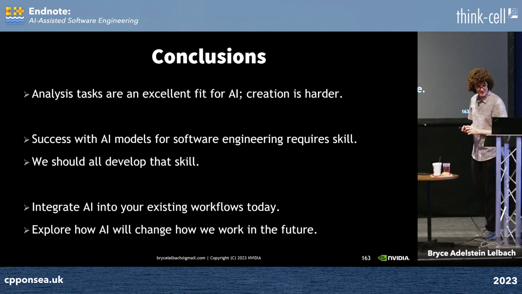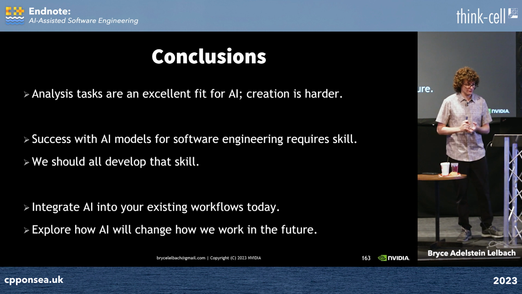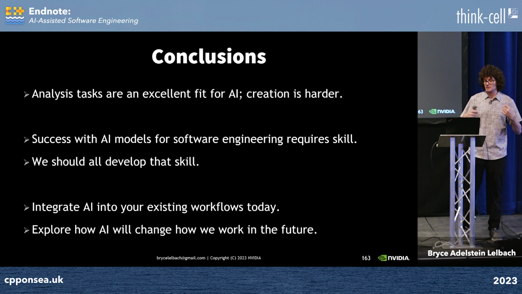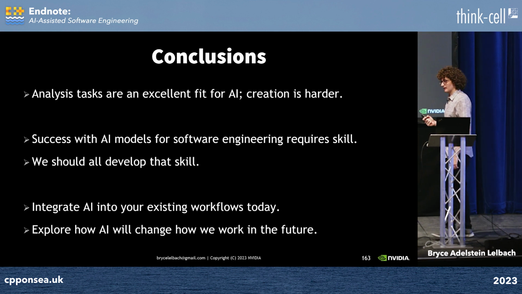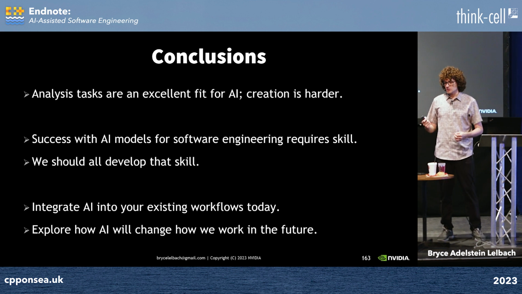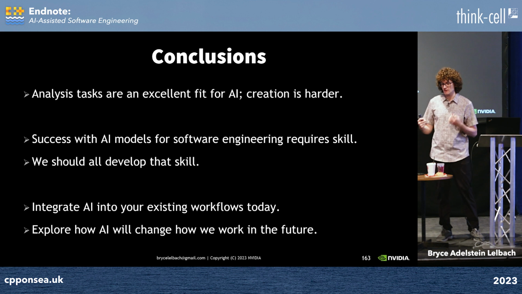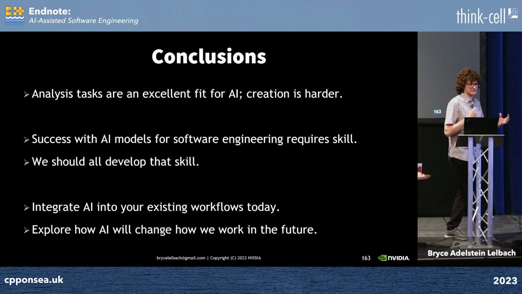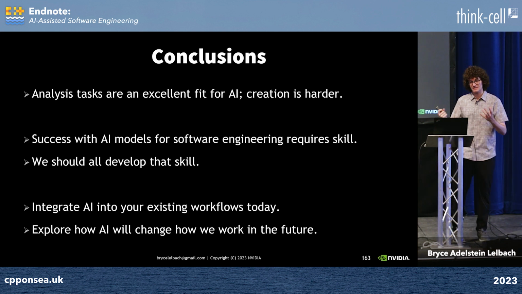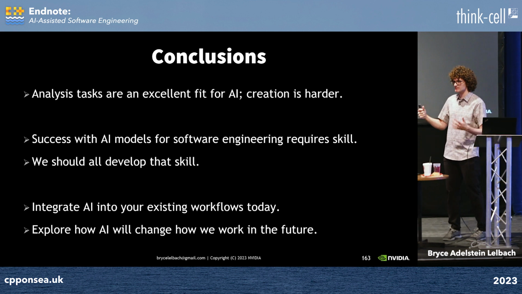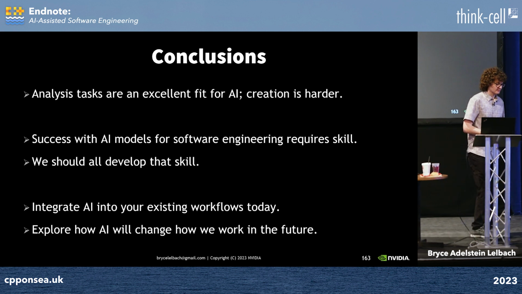The next takeaway is that I think success with AI models for code requires us to develop a new set of skills. And we should all be working on developing that skill. It is not something, at least today, that you can just pick up and use without some thought and some experimentation. You have to understand how to interact with it. It has a natural language interface, and it seems like it's interacting with a human, but it's not. And you need to learn what its limitations are and how it thinks and how best to use it if you want to get good results.